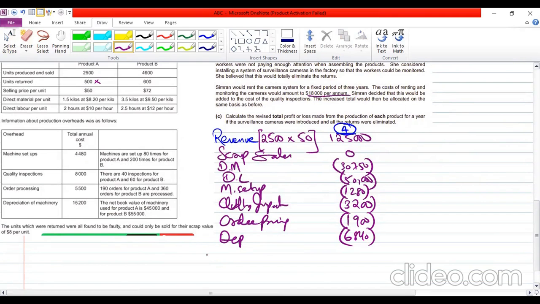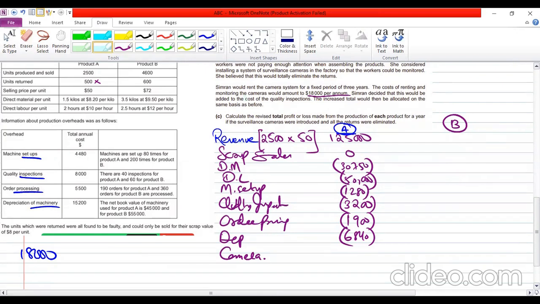But the thing is, camera. How to deal with camera cost? We have two products, yeah, Mustafa. What to do with this 18,000? How to do it? Which base I should use? The setup, the inspection, the processing, or the machine value? Think why we are installing the camera: to enhance the performance.